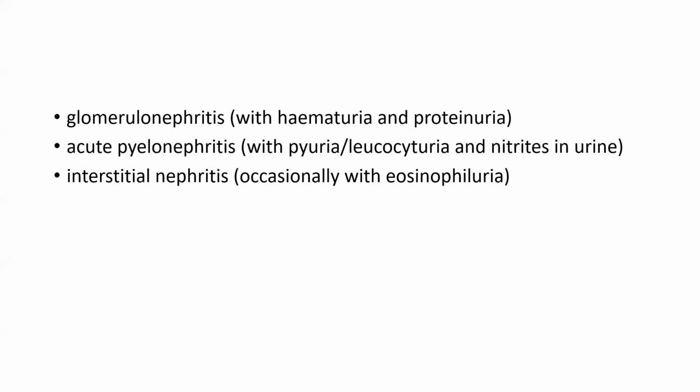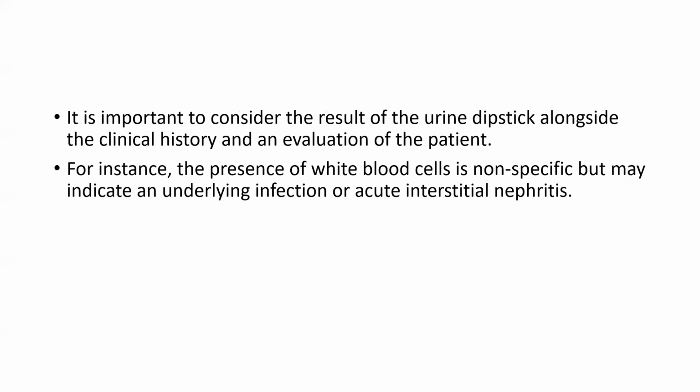These include glomerulonephritis with hematuria and proteinuria, acute pyelonephritis with pyuria, leukocyturia, and nitrite in urine, and interstitial nephritis, occasionally with eosinophils. It is important to consider the result of the urine dipstick alongside the clinical history and evaluation of the patient. For instance, the presence of white blood cells is non-specific but may indicate underlying infection and acute interstitial nephritis.